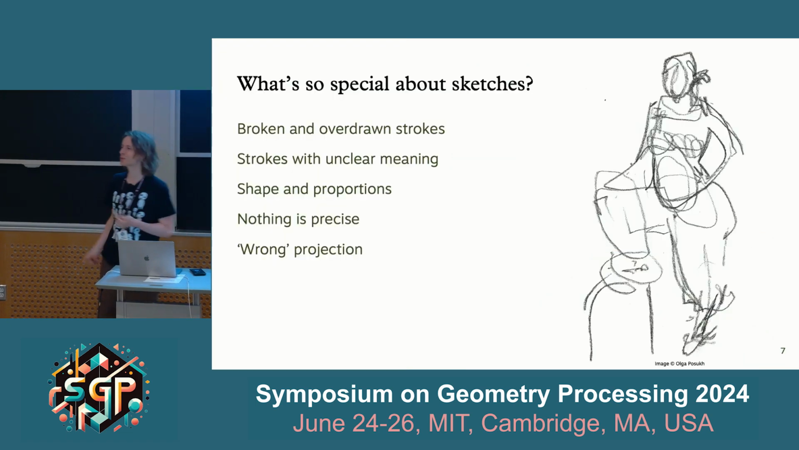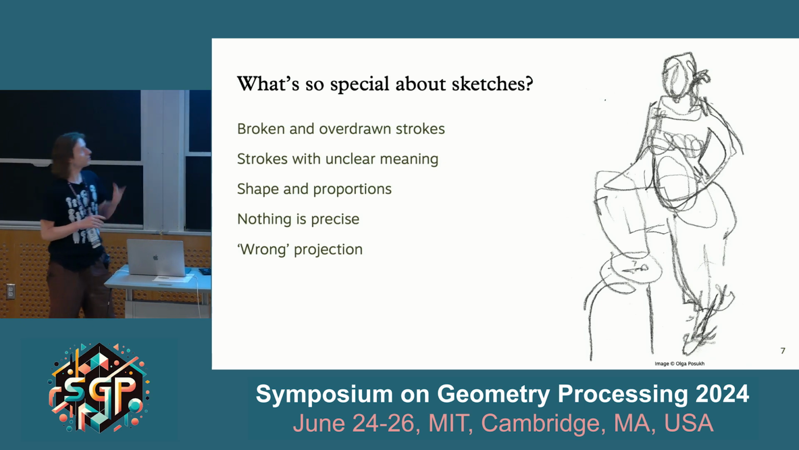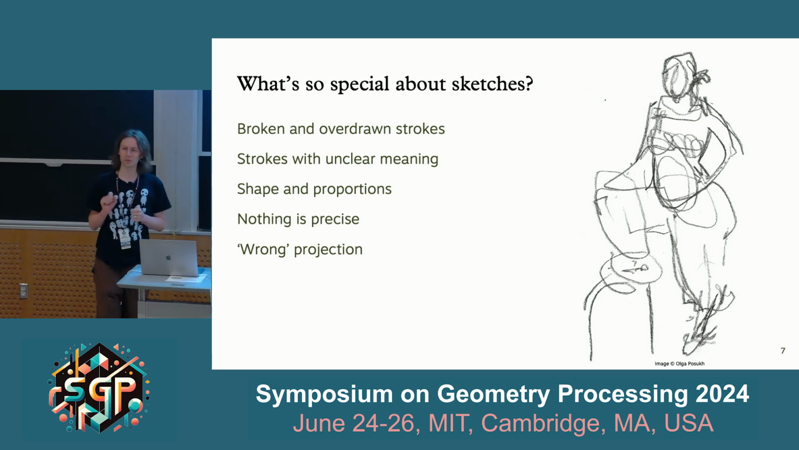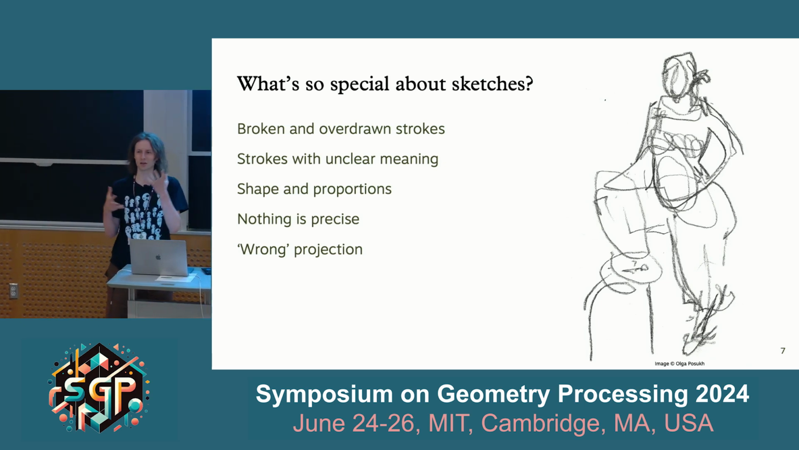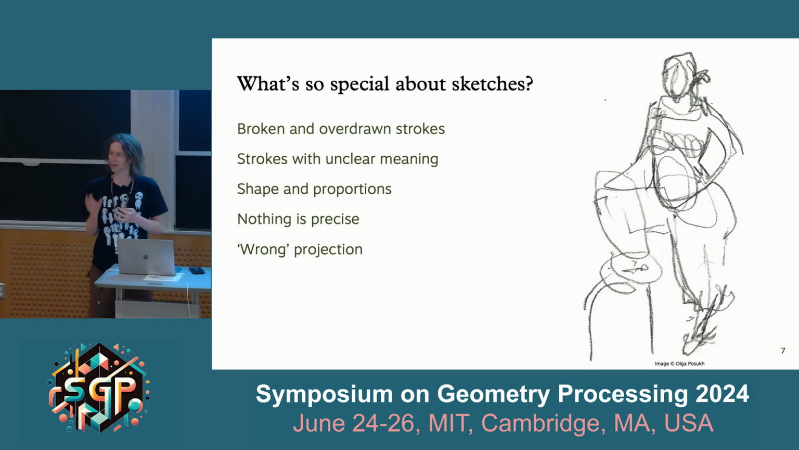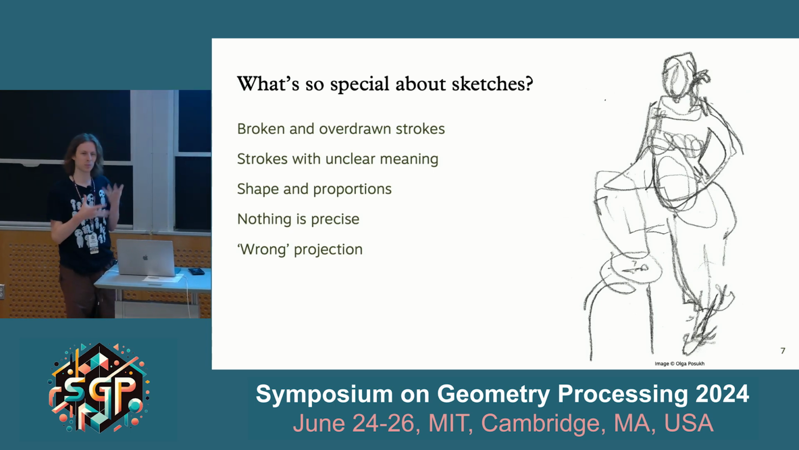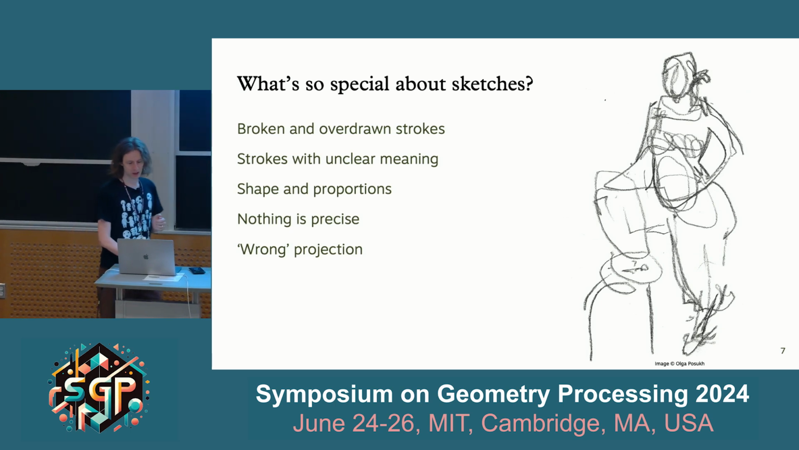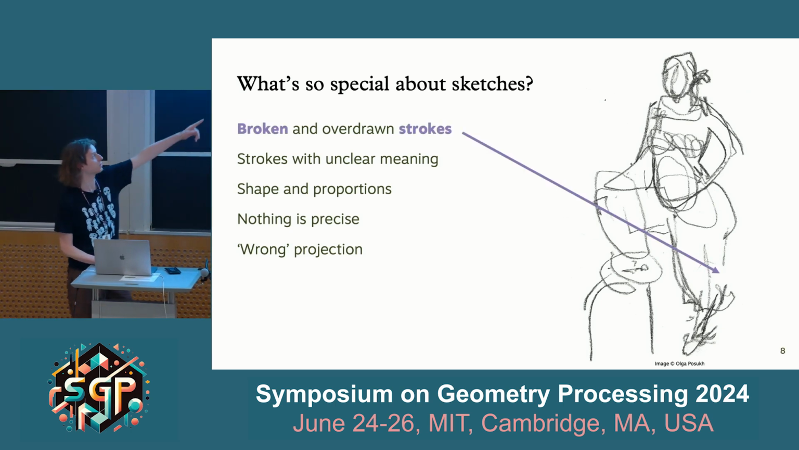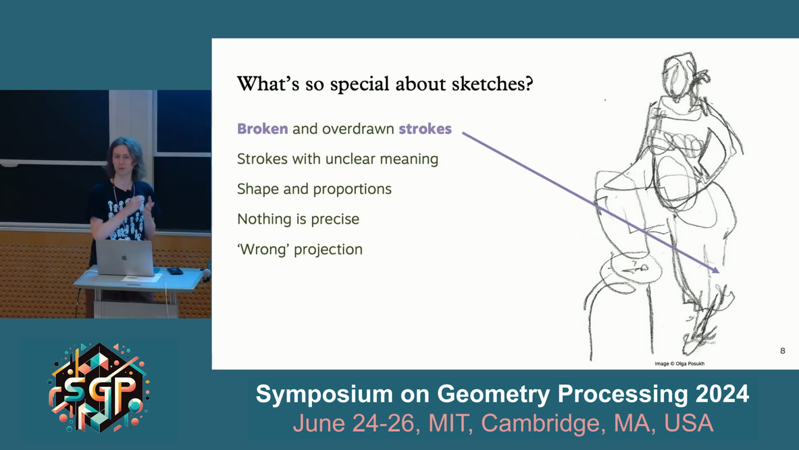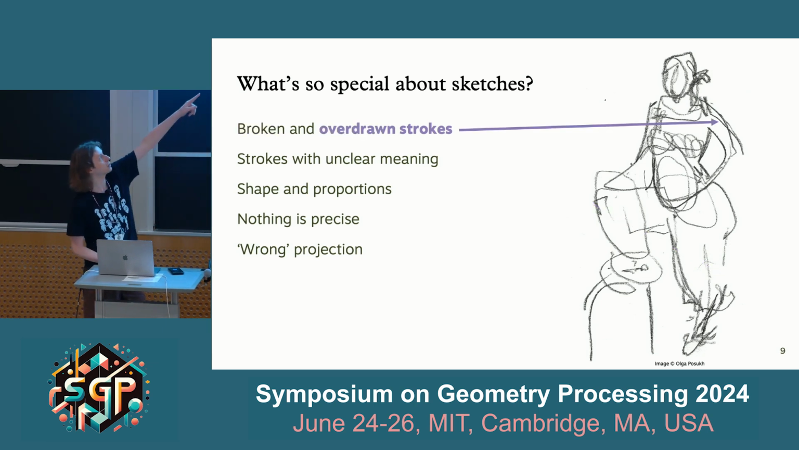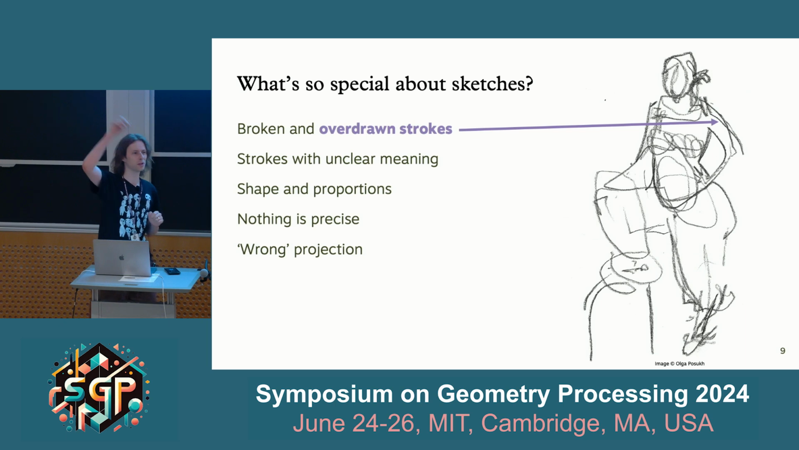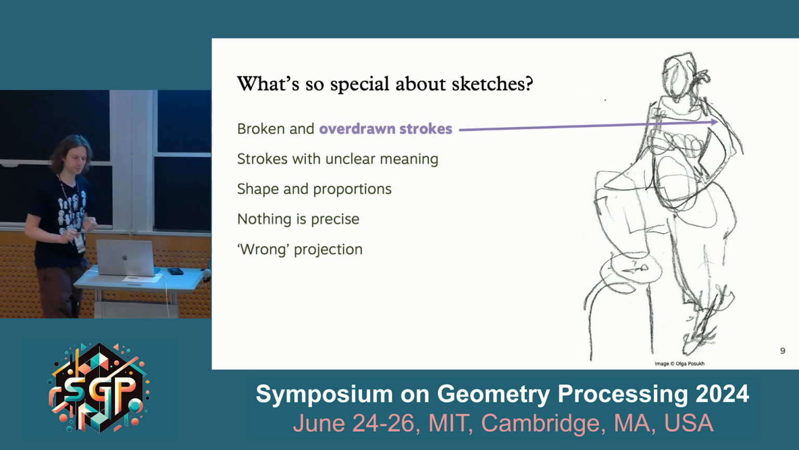Anyway, what's so special about sketches? If you take a sample sketch here, there are a bunch of things that are kind of weird. And if you think about methods trying to process the sketch, you have to take that into account. For example, there are some broken strokes. This part was supposed to be a single stroke, but it's drawn with multiple curves. Or maybe overdrawn: this is supposed to be a single stroke, but the artist just added a bunch of stuff.